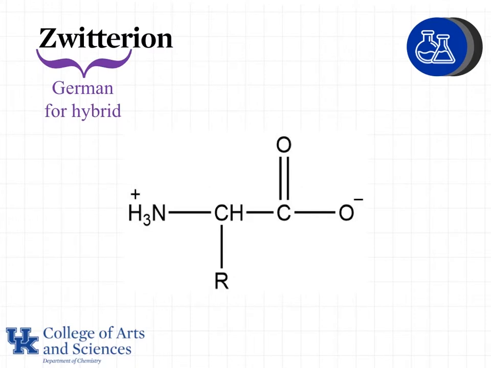The first word we need to learn is zwitterion. We know that ion means there's a charge, and Zwitter is the German for hybrid. So when we have an amino acid that has both a positive and a negative charge, it is a hybrid type of ion. It's neither a cation nor an anion because it's both. So we refer to that as a zwitterion. And we have to have both the positive and negative charge on their respective ends in order to have a zwitterion.